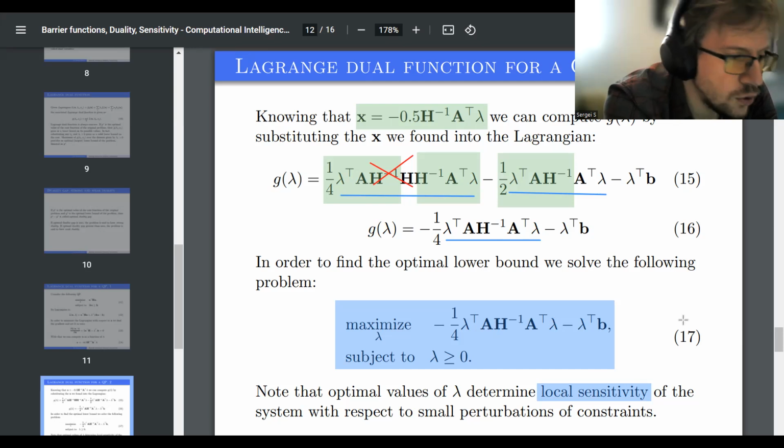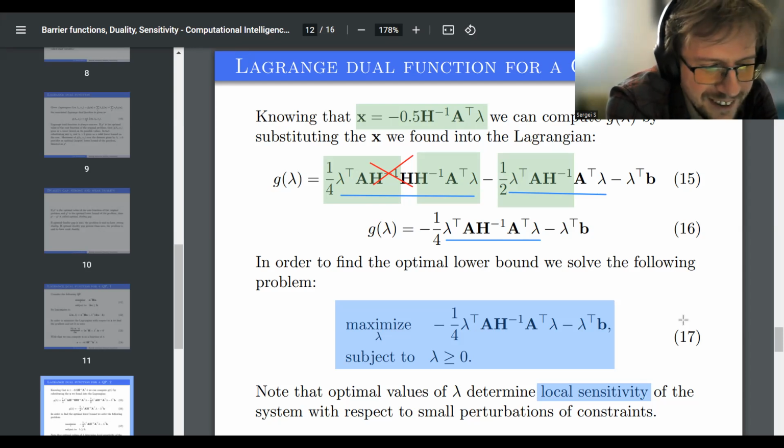Ultimately, if the solution of your system lies inside the domain, constraints have zero influence on it. They have absolutely no influence on your solution. In this case, the optimal value of lambda should be 0, unless I'm mistaken.